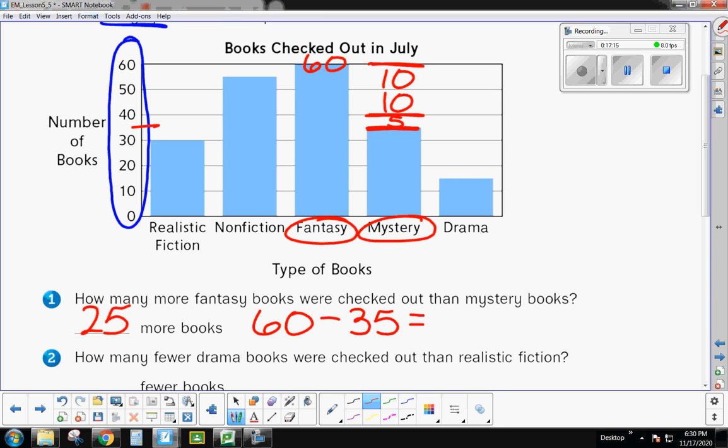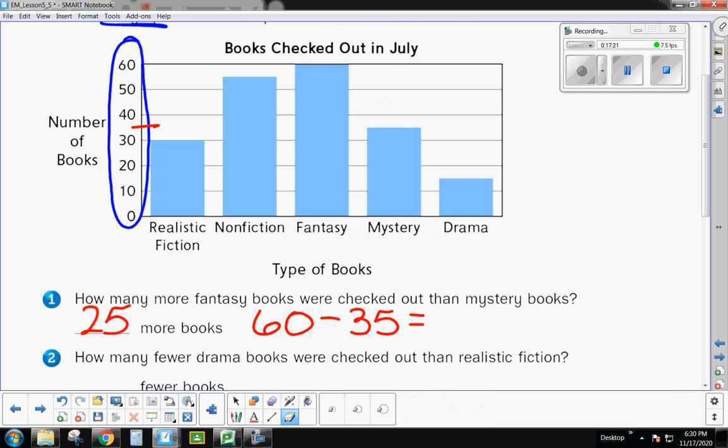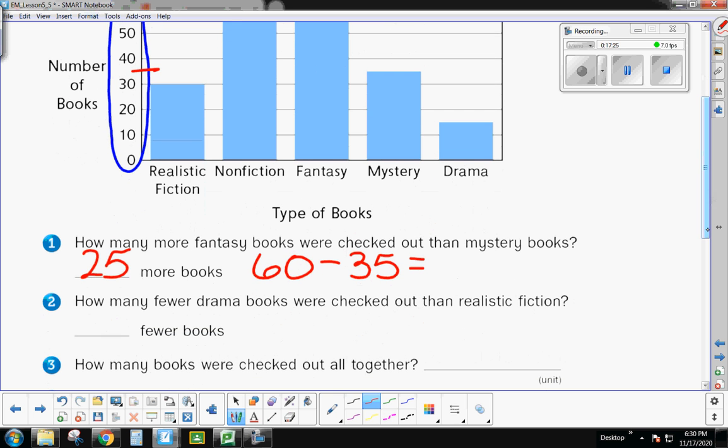You just have to be careful that you're looking carefully at your scale. All right, so let's look at number 2. It says how many fewer drama books were checked out than realistic fiction. So this time I'm comparing drama to realistic fiction, and how many fewer is another one of those comparison words. So I'm going to subtract.